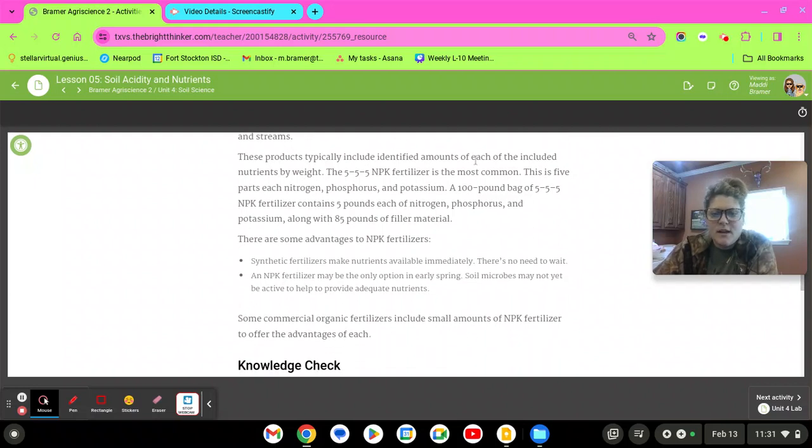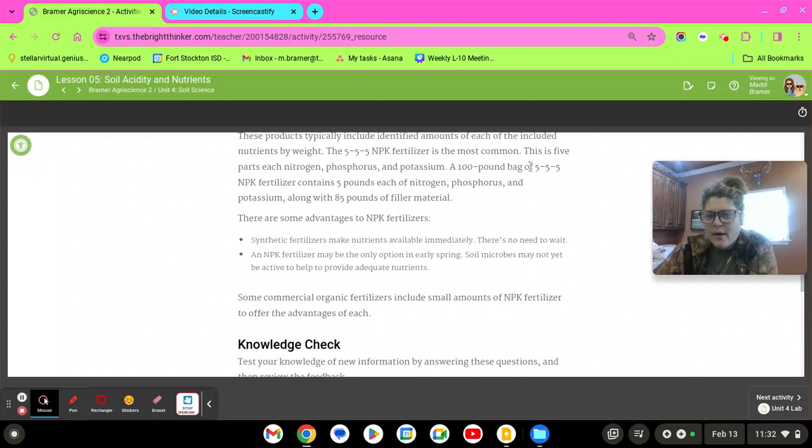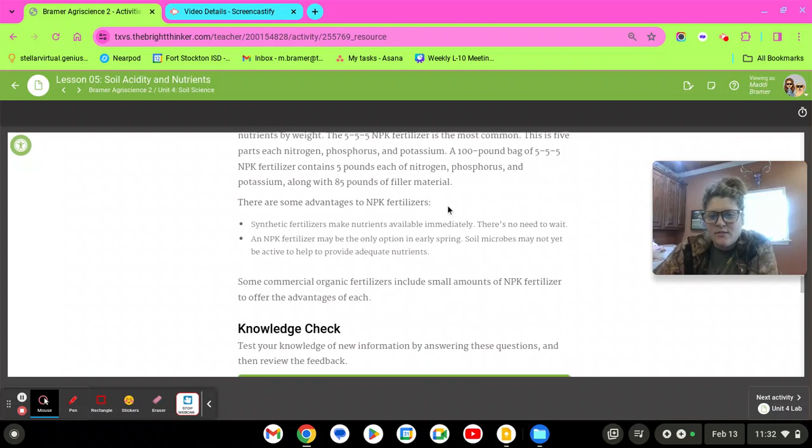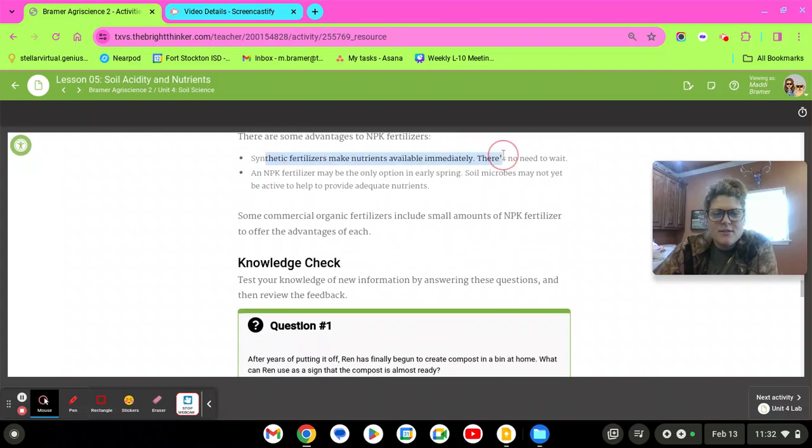The product typically includes identified amounts. So 5-5-5 NPK means there are 5 parts of each: 5 parts nitrogen, phosphorus, and potassium. So if you had a 100-pound bag and it says 5-5-5, that means there's 5 pounds each of nitrogen, phosphorus, and potassium, and then 85 pounds of filler. Some advantages: synthetic fertilizers make nutrients available immediately. You don't have to wait on them to dissolve. It may be the only option in early spring.